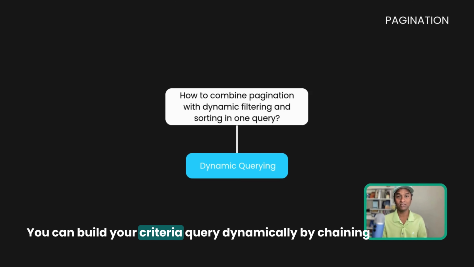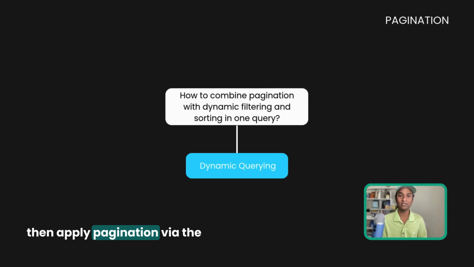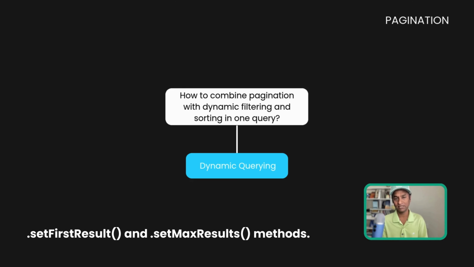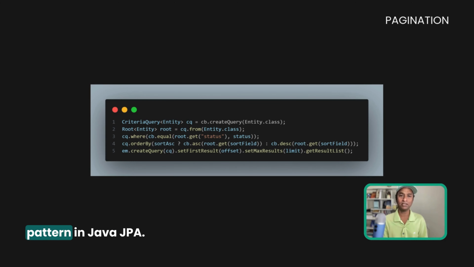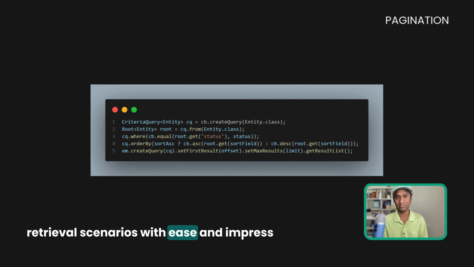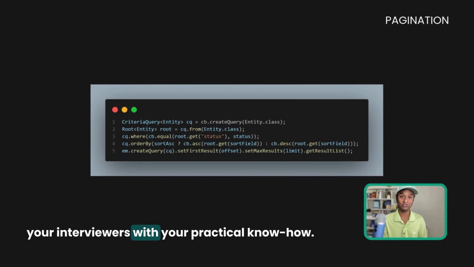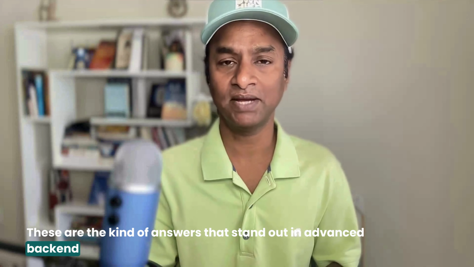You can build your criteria query dynamically by chaining predicates for filtering and specifying order conditions, then apply pagination via the setFirstResult and setMaxResults methods. Here's a concise example demonstrating this pattern in Java JPA. Mastering these techniques will help you handle complex data retrieval scenarios with ease and impress your interviewers with your practical know-how. These are the kind of answers that stand out in advanced backend interviews.